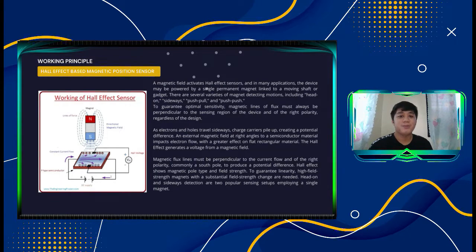There are several possible paths of motion for detecting a magnetic field, and below are the two more common sensing configurations using a single magnet. These are what we call head-on detection and sideways detection.